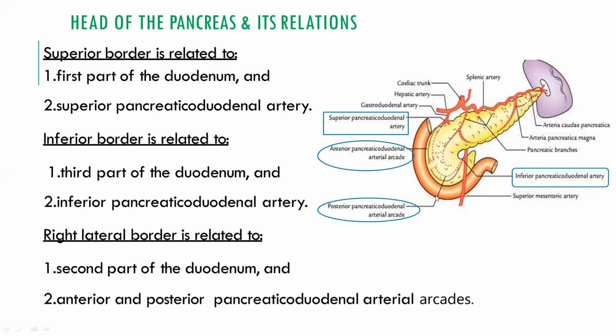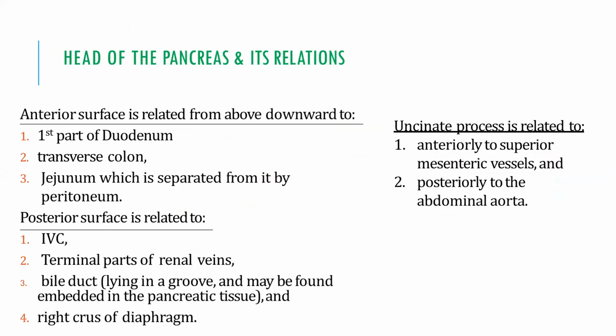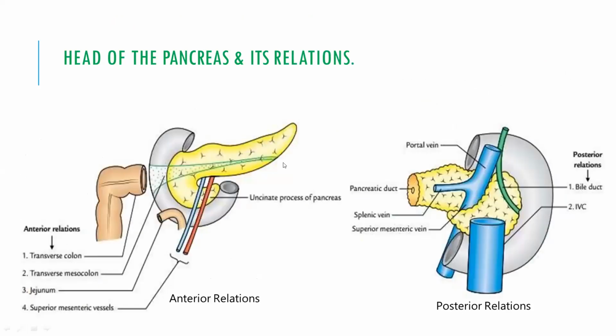So this is regarding the head of pancreas. Again, revise. The anterior surface is related from above downwards to the first part of duodenum, transverse colon, and jejunum. The posterior surface is related to the inferior vena cava, terminal parts of renal veins, bile duct, and right crus of diaphragm. The uncinate process is related to superior mesenteric vessels and abdominal aorta. Here the IVC as well as bile duct are the posterior relations.